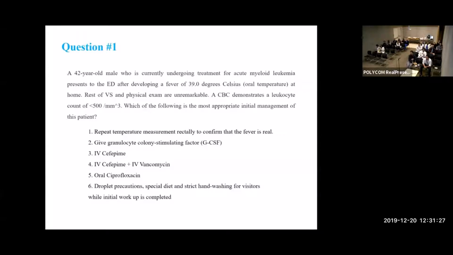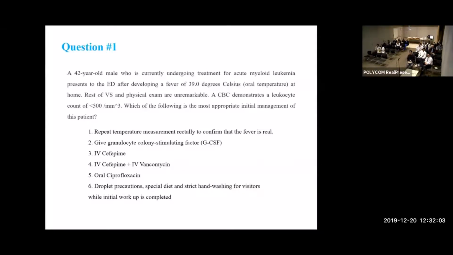Would you repeat the temperature measurement rectally to confirm this is a real fever? Or would you give granulocyte colony stimulating factor? Would you start them on IV cefepime empirically, or IV cefepime plus IV vancomycin, or oral ciprofloxacin? Or would you start a workup to know what's causing this infection, and in the meantime, put him on droplet precautions and a special diet, strict hand washing for visitors, and then do all of the workup? By a show of hands, who says option one?